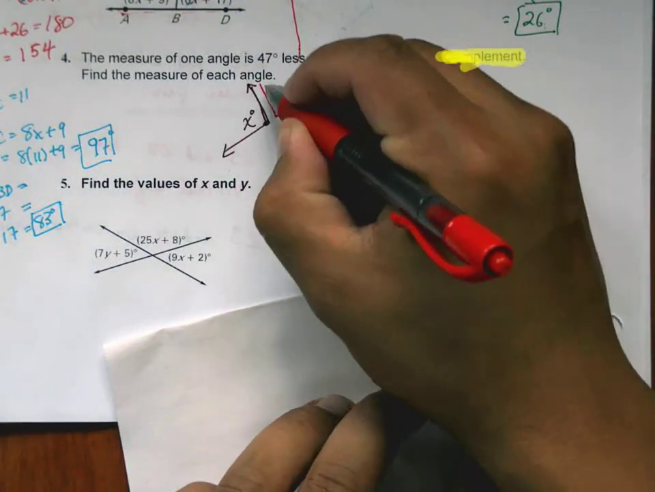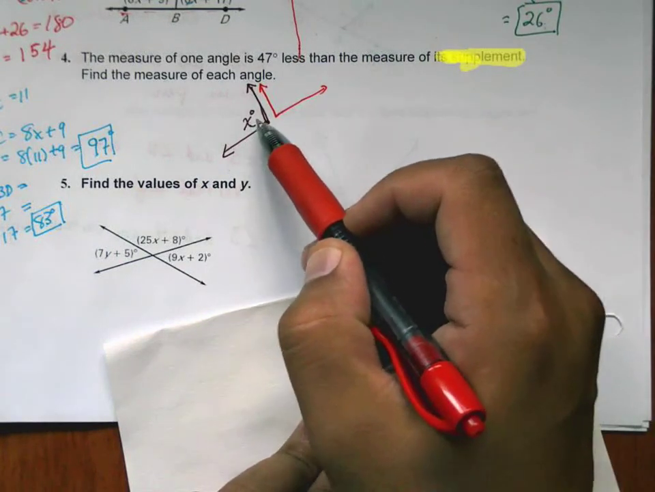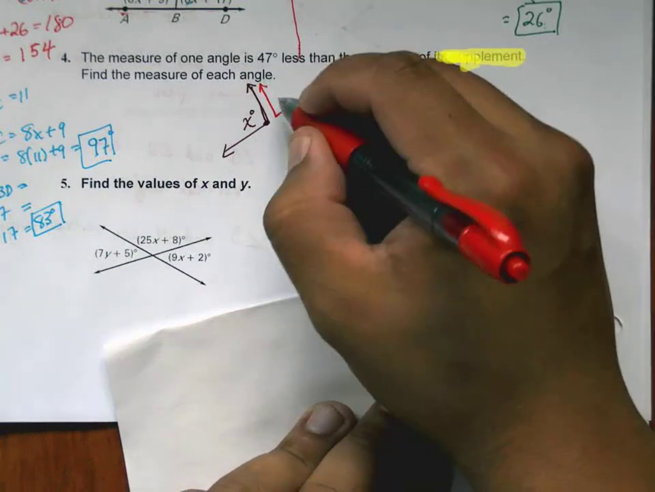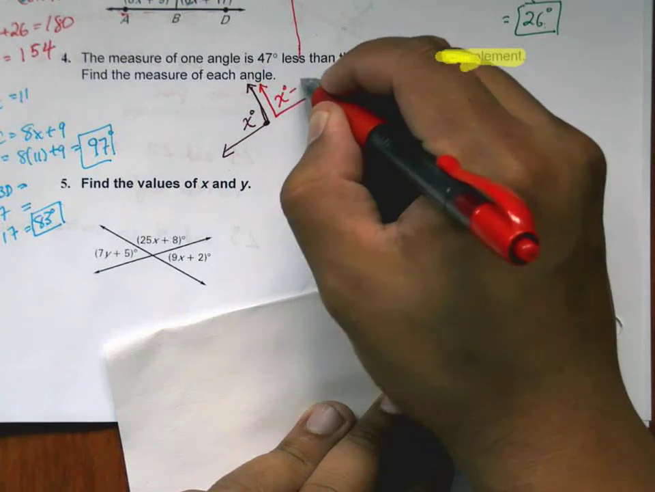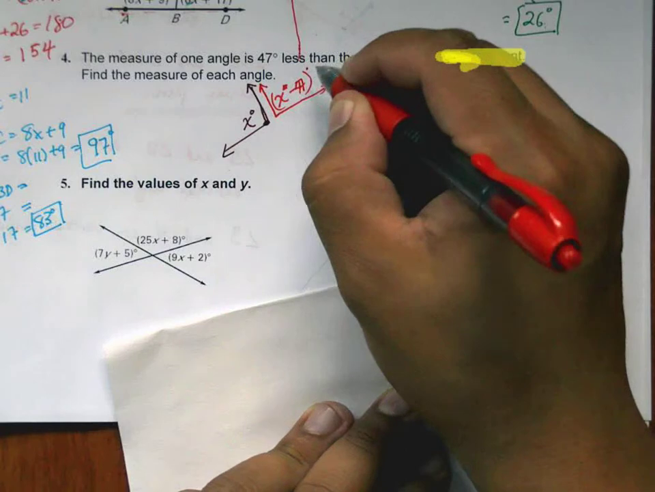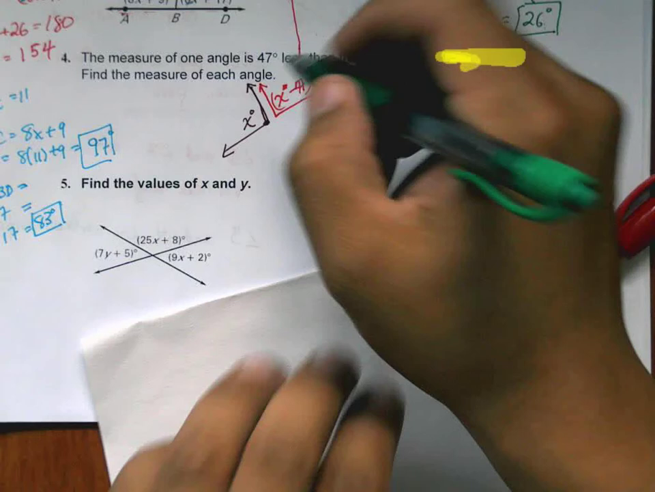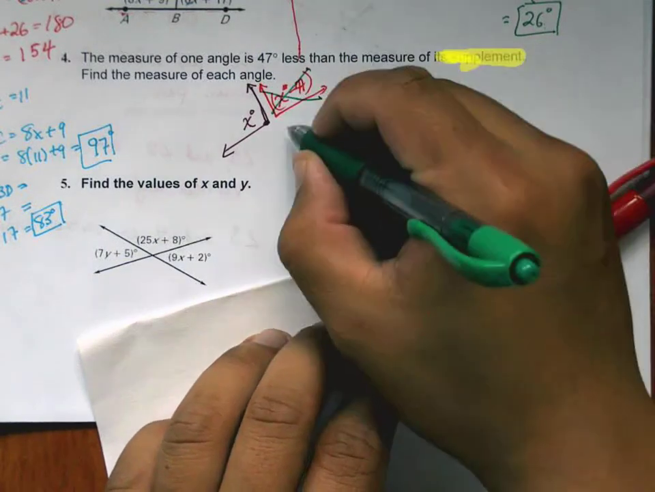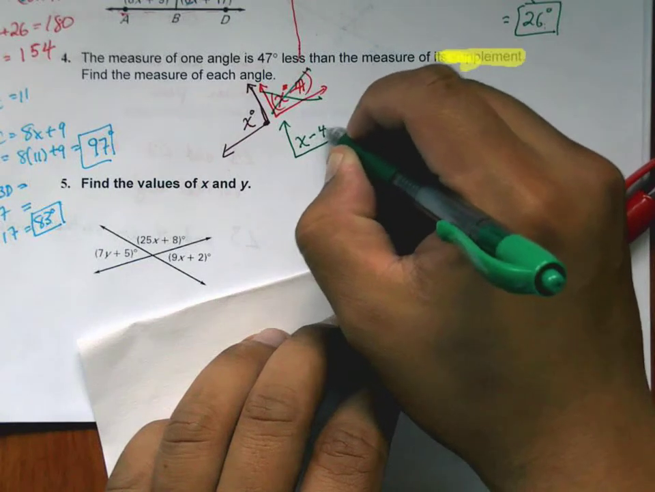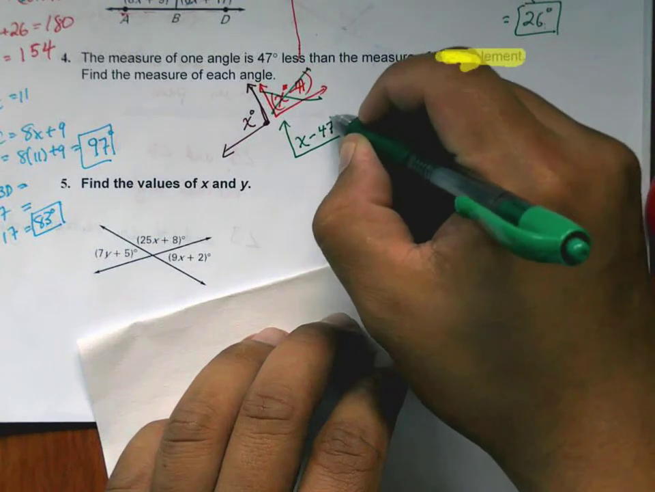So if this angle here is the angle, and you have another angle that is 47 degrees less than this, so this would be x minus 47. Gosh, that's sloppy. Let me fix that here. I'm just going to cross this out. I'm going to say I have another angle somewhere out here that is 47 degrees less than that. So this is x minus 47 degrees.